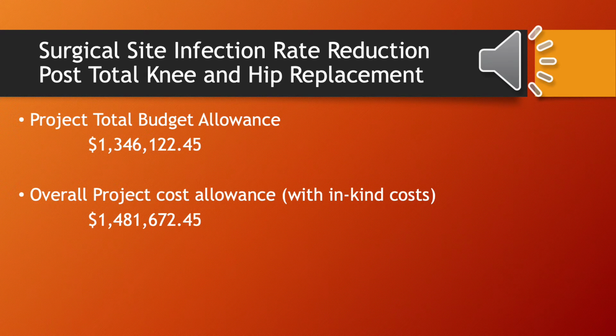Our project total budget allowance is $1,346,122.45. Our overall project cost allowance, including in-kind cost, is $1,481,672.45. Our project's budget and expected expenditure ensures that our outgoings will not exceed our incomings.